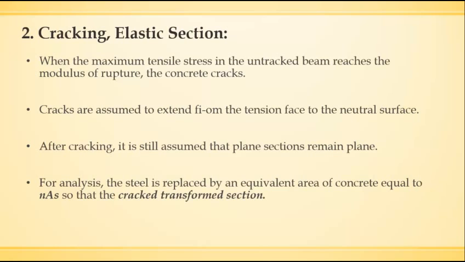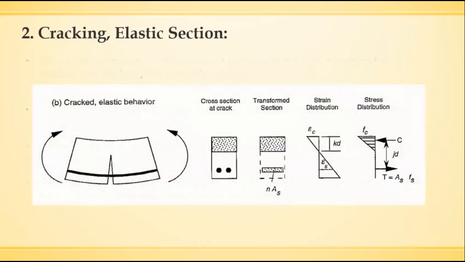For analysis, the steel is replaced by an equivalent area of concrete equal to nAs, so that the cracked transformed section will be as shown in the figure. This figure shows the cross-section at cracking and how to transform the section for analysis. The strain distribution will also be linear and the stress distribution will be linear. And the distance between the compression force and tension force is jd.